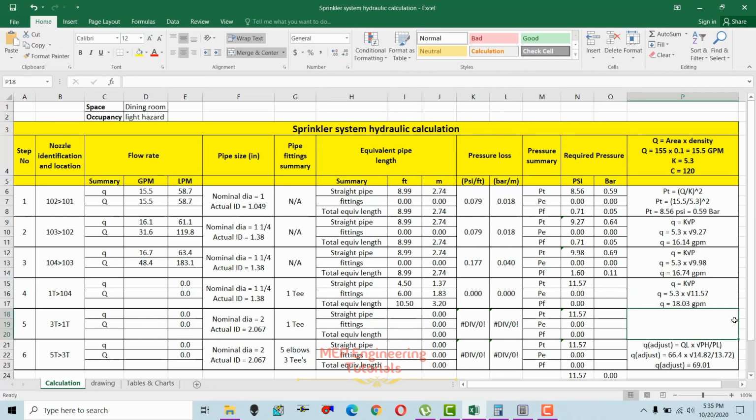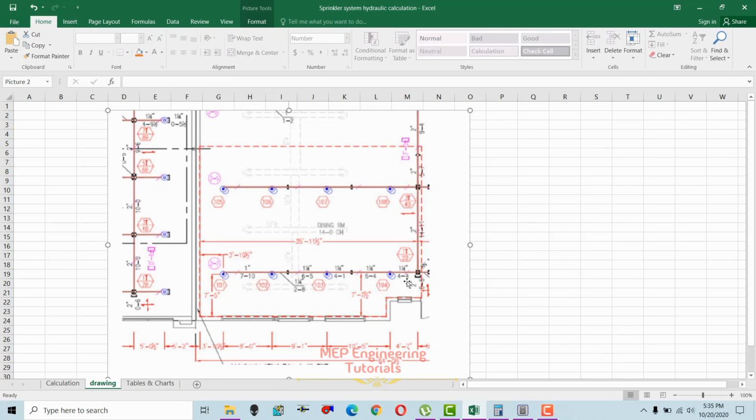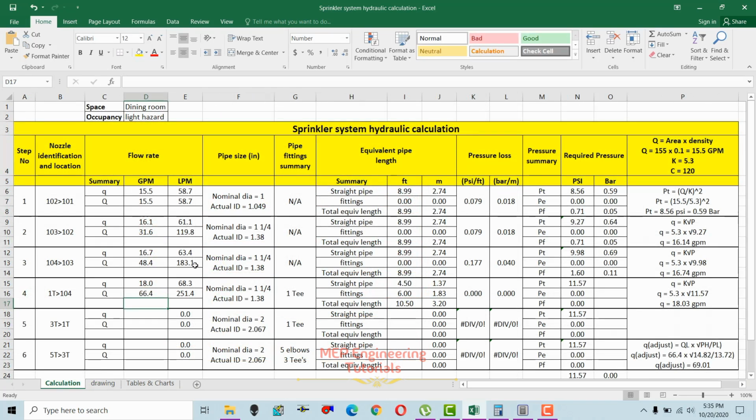We have to write in here 18.03, and capital Q is the previous one plus the one we calculated now. So Q at this point, 1T to 1O4, Q at this point is 66.4 GPM or 251.4 LPM, that is liters per minute.